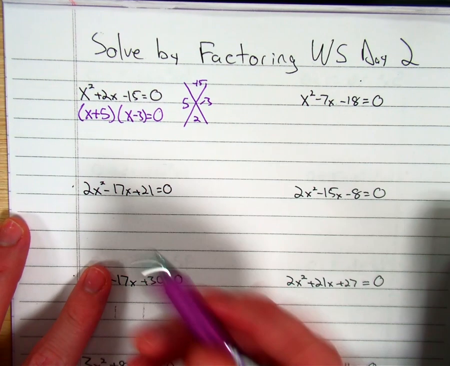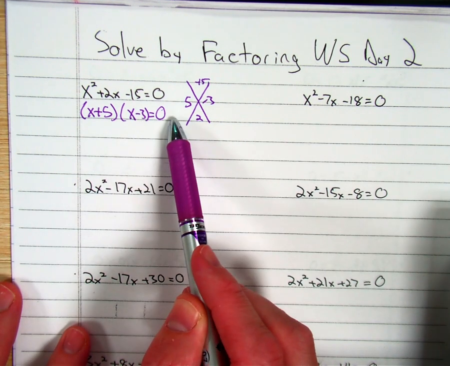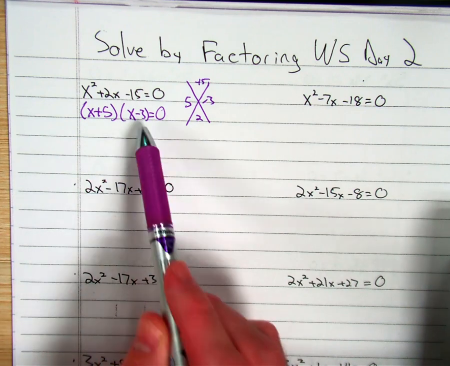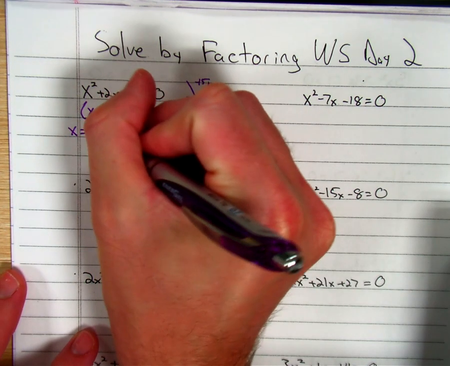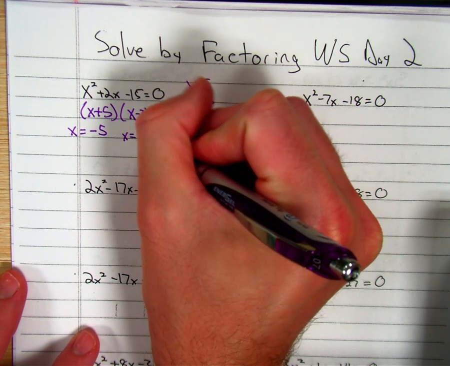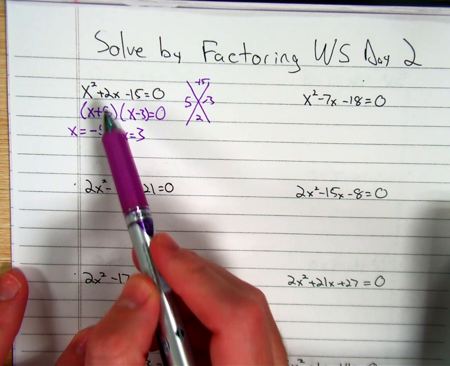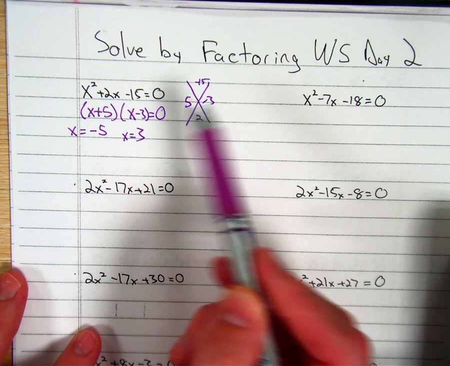And again, this is the zero product property. Two things times each other equals 0. The only way that happens is if one of those things is 0. So here we have x equals negative 5, and here x would equal positive 3. Negative 5 would make this one equal 0. Positive 3 would make that one equal 0.